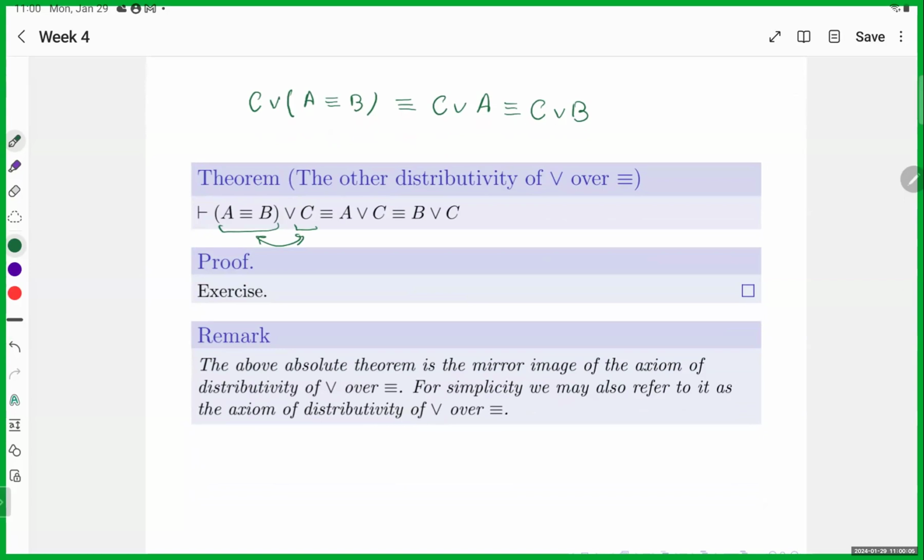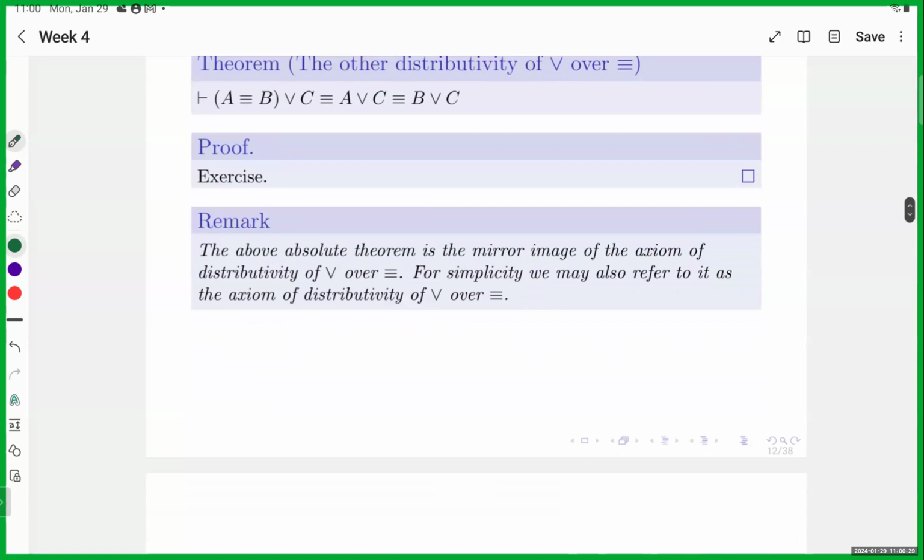equation style is the easiest way to do this. Just swap, start with this side. The next step, just swap these two. You get C is equivalent to A is equivalent to B, and then apply the axiom. So write the details as an exercise.